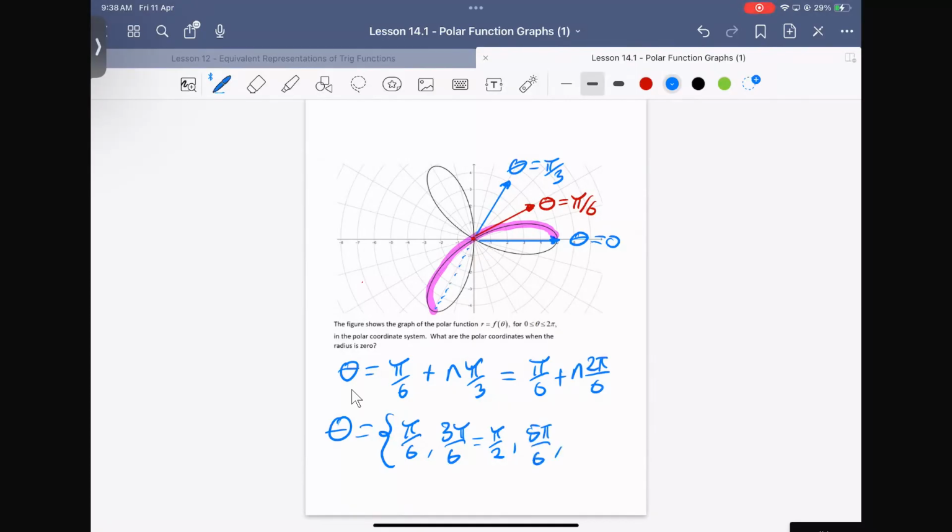Where will the next one be? 7 pi over 6. The next one, which simplifies to 3 pi over 2. And then the last one is going to be at 11 pi over 6. Anything bigger than that is more than 2 pi.